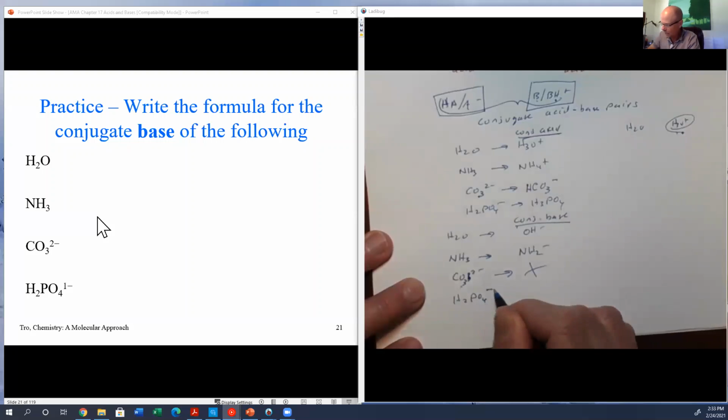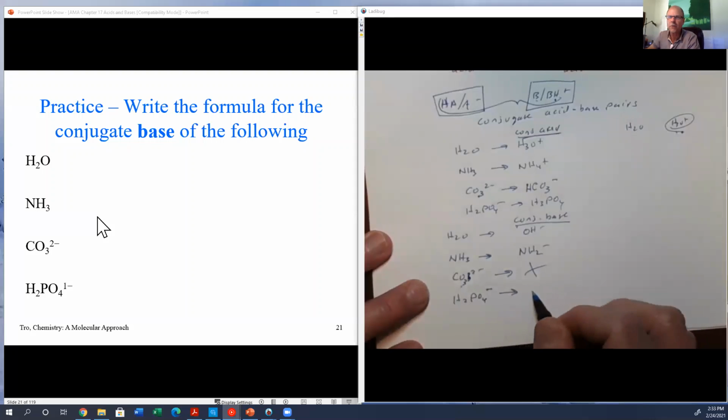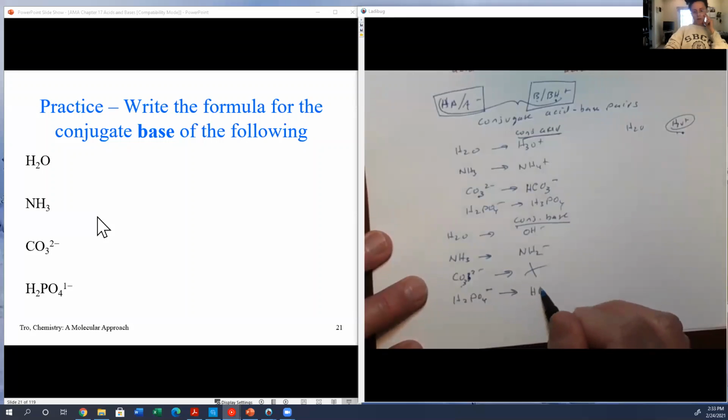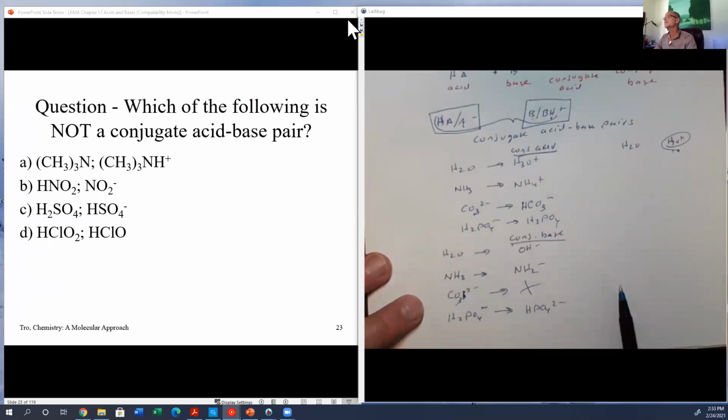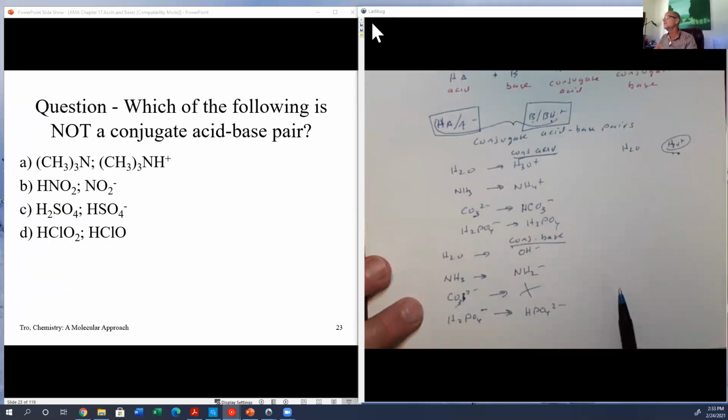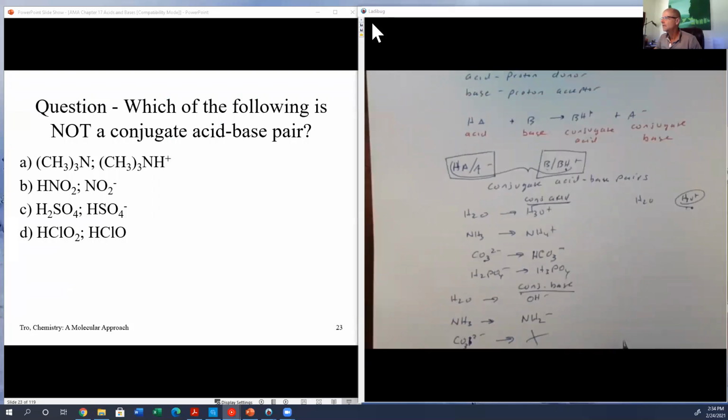H2PO4 minus, however, does have a conjugate base. What would that formula be? That'd be HPO4 2 minus. Correct. HPO4 2 minus. Does that make sense? All right, here's a question for you. Go ahead and try to answer this question.